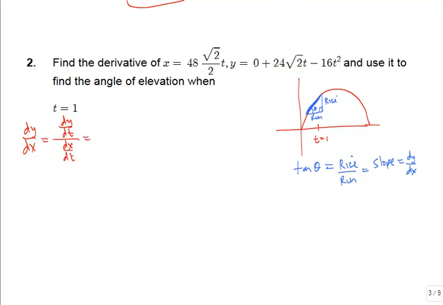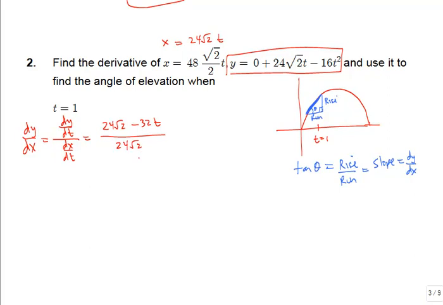So here's my parametric equations. dy/dt is going to be the derivative of this equation right here. So the 0 goes away. The derivative of 24 root 2 t is going to be 24 root 2. And the derivative of minus 16t squared is minus 32t. So there's our derivative of y. Now let's do our derivative of x. Remember that this reduces to 24 root 2 t, so the derivative of that would just be 24 root 2.